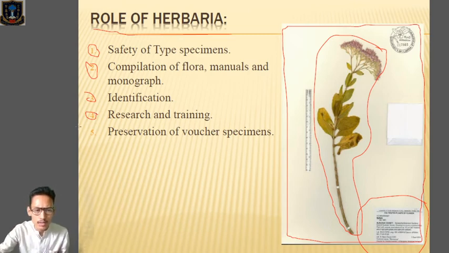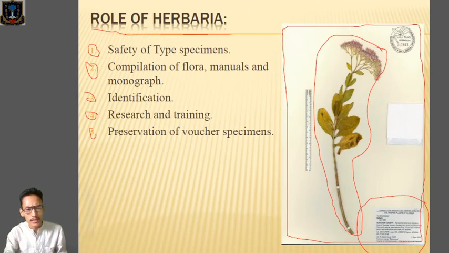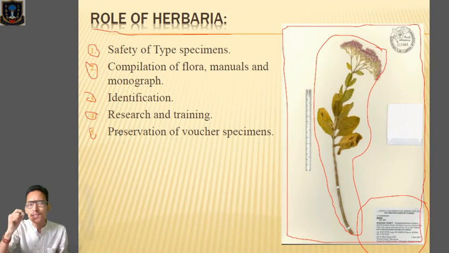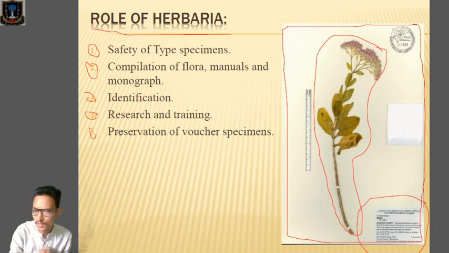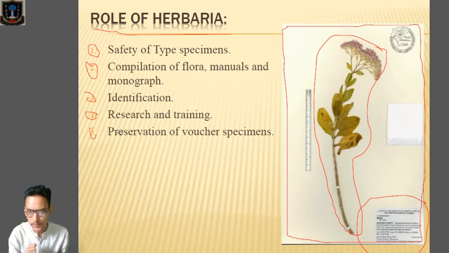The last one is preservation of voucher specimen. This means the specimen on which specialized studies such as chromosomal studies, phytochemical studies or ultrastructural studies are conducted are called voucher specimens. Such specimens are also preserved by creating a herbarium. So these are the significance of herbarium. This was the first taxonomical aid used in taxonomical studies.